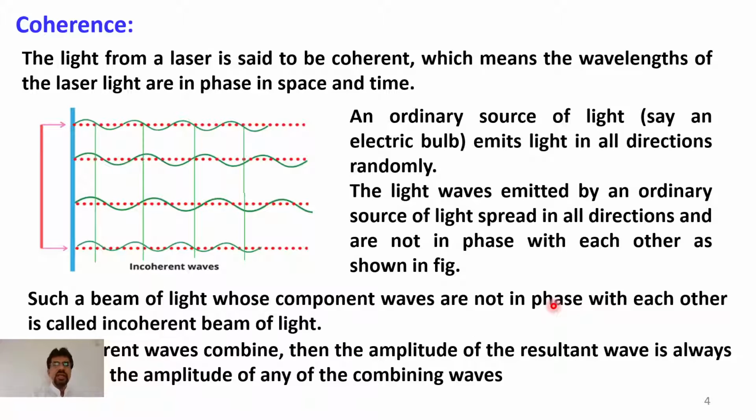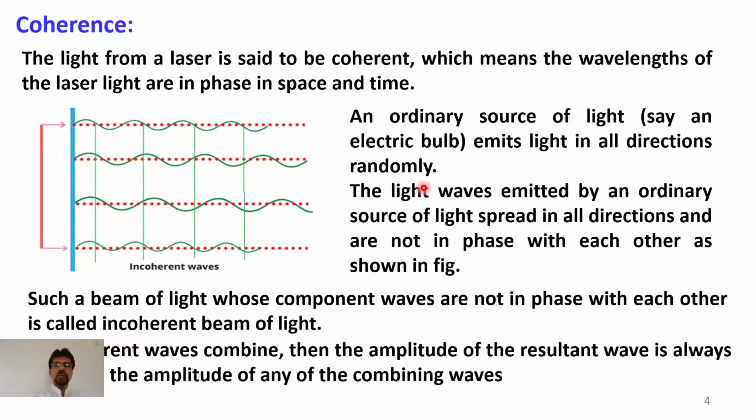Now basically, in the case of coherent light, all the components propagating through the medium should be in phase, or they should travel with an equal phase.